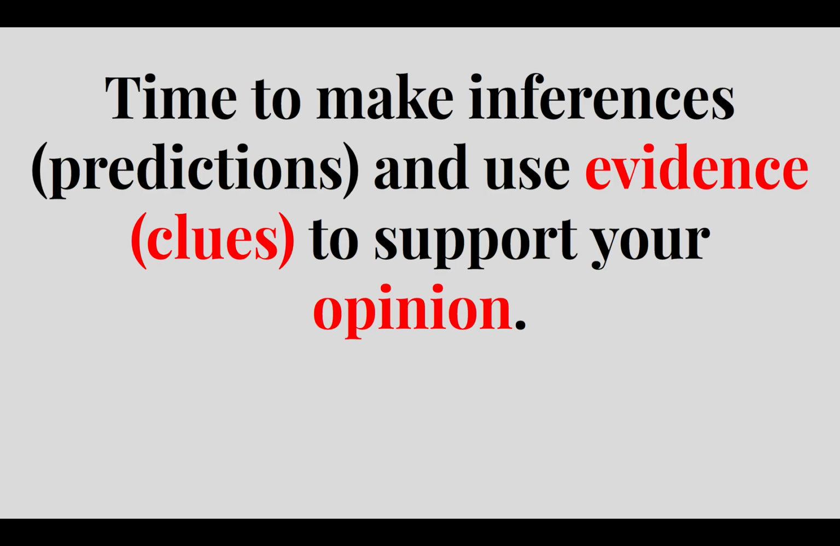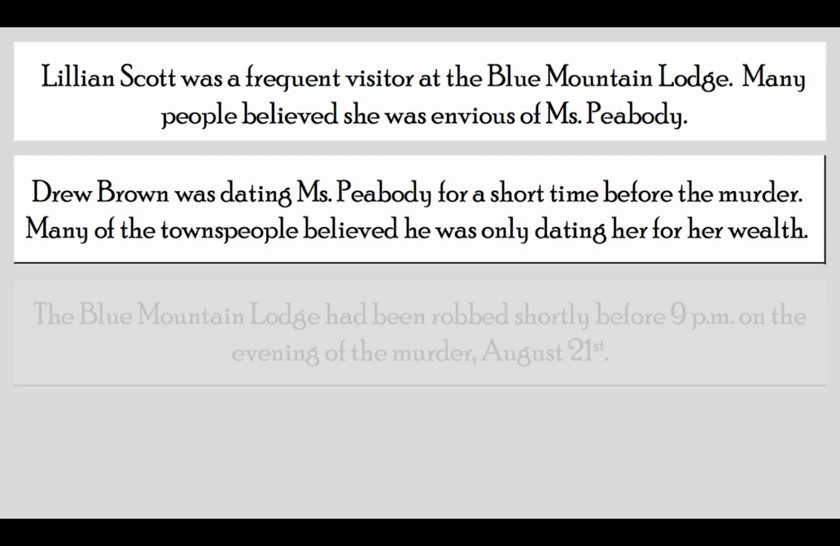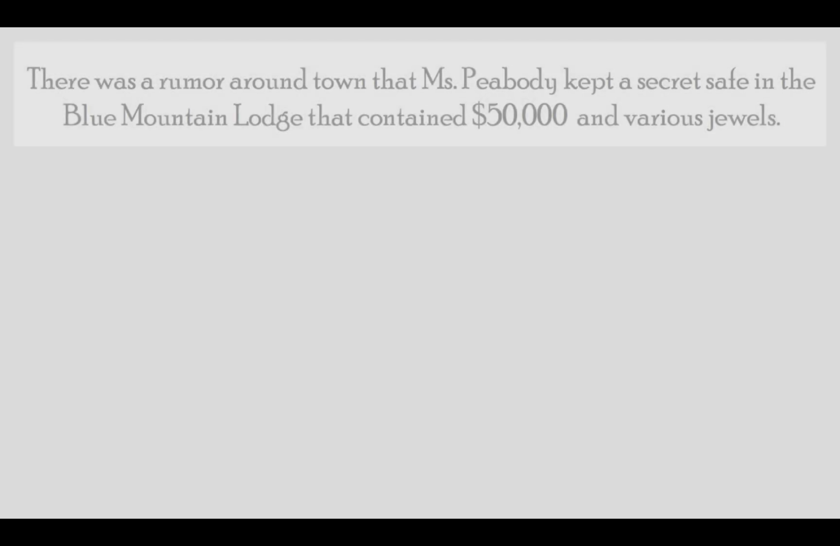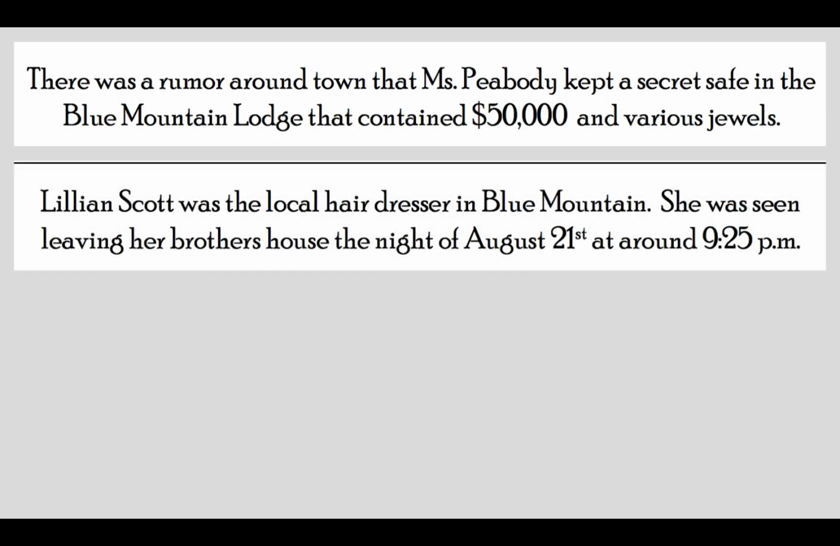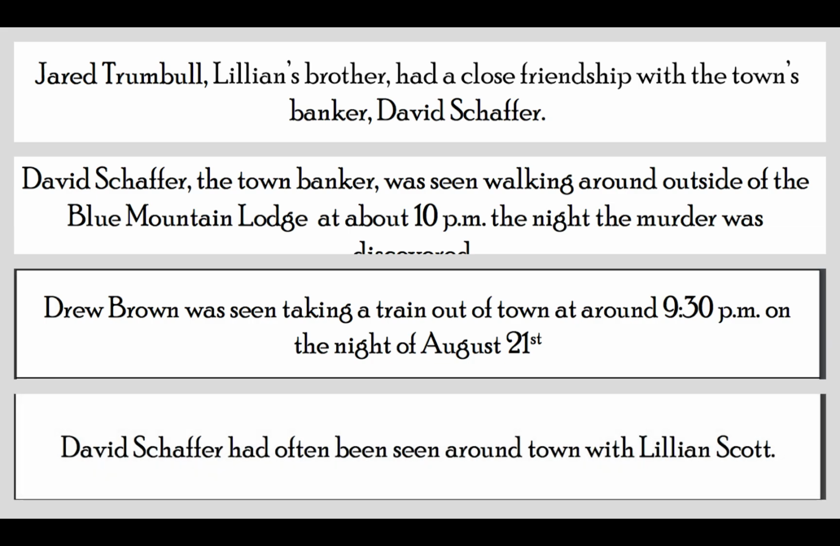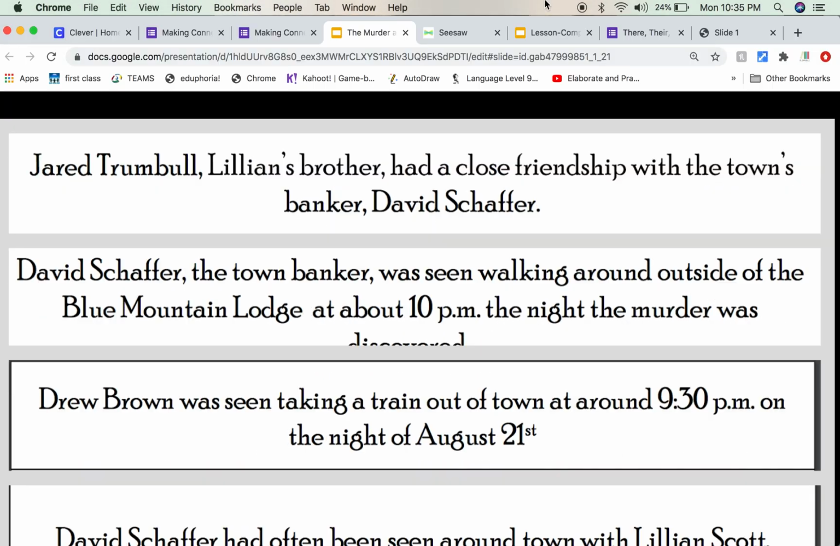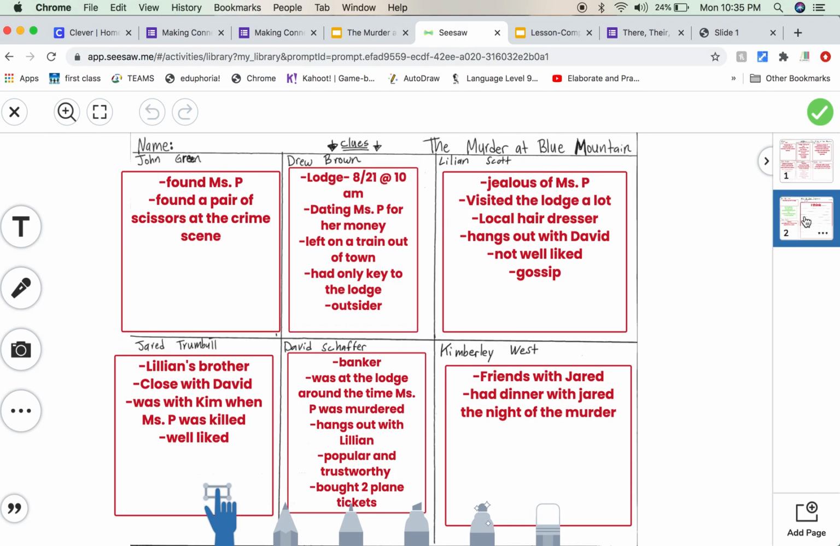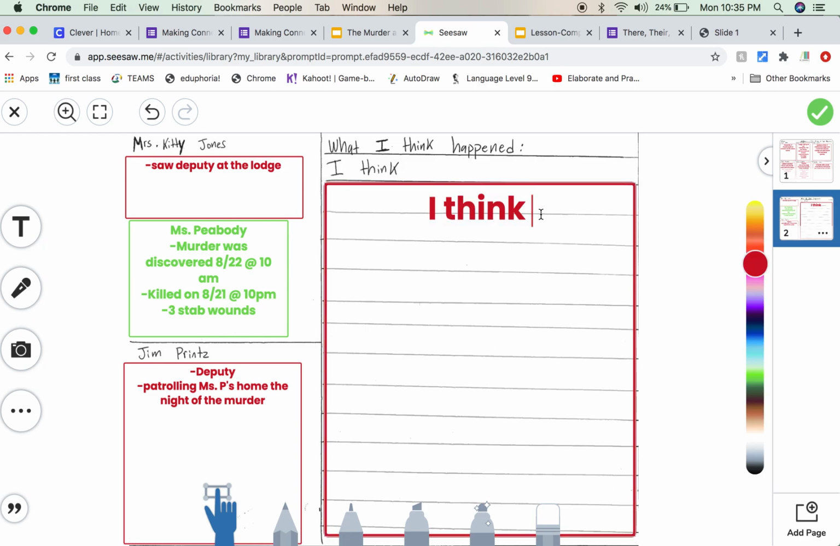The clues would be these. I've included the clues in Seesaw, so you have time to go back and look at all the clues at your own pace. So now at this time, in Seesaw, on page 2, you're going to type in what you think happened with the sentence starter, I think. So you're going to write 4 complete sentences, 4th graders. I want you to tell me what you think happened.